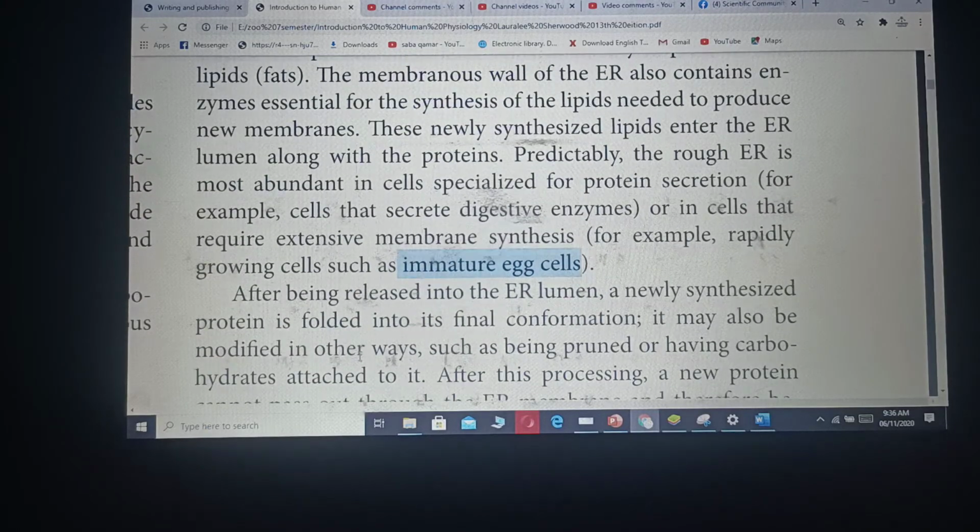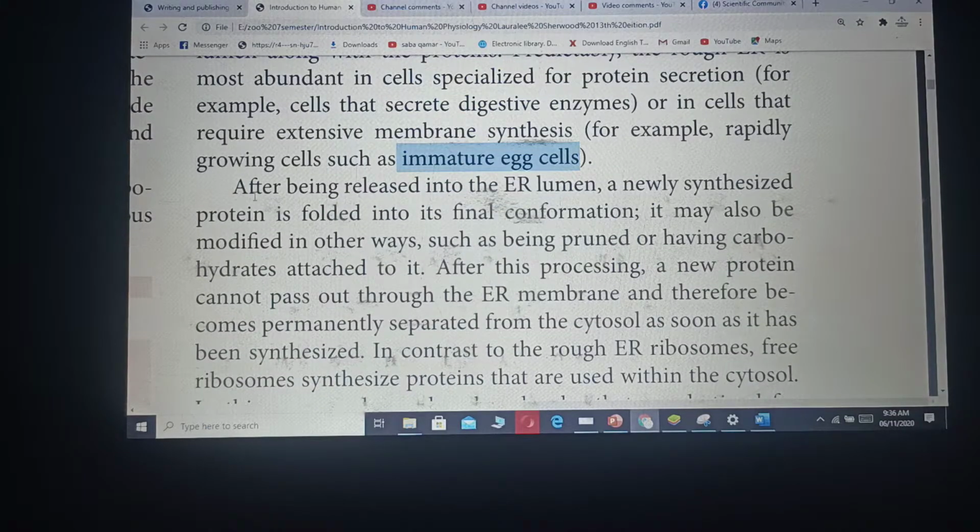So next I am moving towards the next point. After being released into the endoplasmic reticulum lumen, a newly synthesized protein is folded into its final conformation. As I already told you, after being released into the lumen, newly synthesized proteins are folded into their final 3D conformation. It may also be modified in other ways, such as being pruned or having carbohydrates attached to it.